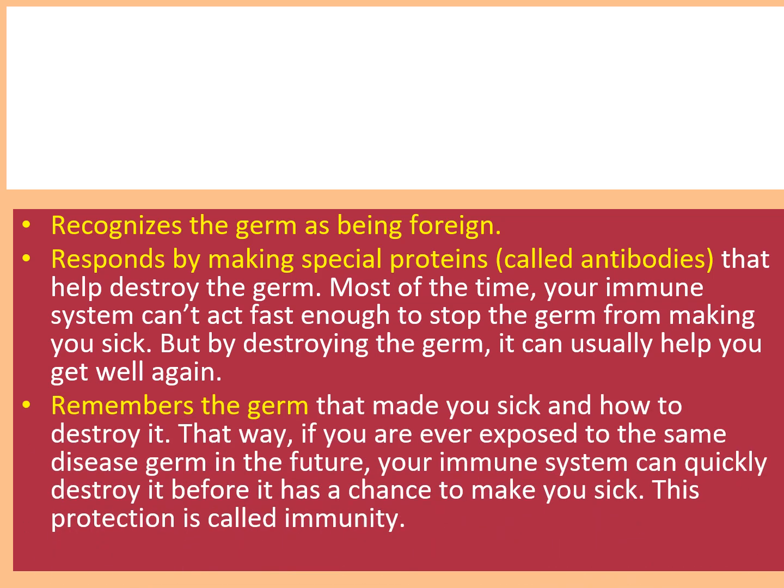In the future, your immune system is going to remember the germ that made you sick and how it destroyed it. That way, if you're exposed to the exact same disease or germ in the future, your immune system can quickly destroy it before it has a chance to make you sick. That's called immunity. That's called acquired immunity. So pause the video right now and write down how your immune system works by recognizing, responding, and remembering. Write the things down in yellow, and then add that this protection is called acquired immunity.